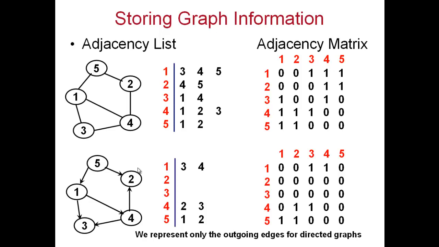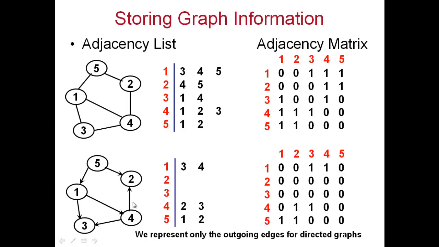Whereas for a directed graph, we have what is called an incoming degree and an outgoing degree for a node. So for node 1, it has two outgoing edges, so its outgoing degree is 2, and it has one incoming edge, so its incoming degree is 1. Node 5 has two outgoing edges, so its outgoing degree is 2. It has no incoming edges, so its in degree is 0. So in directed graphs, each node can have an in degree as well as an out degree. The out degree represents the number of outgoing edges from that node, and the in degree represents the number of incoming edges to that node.